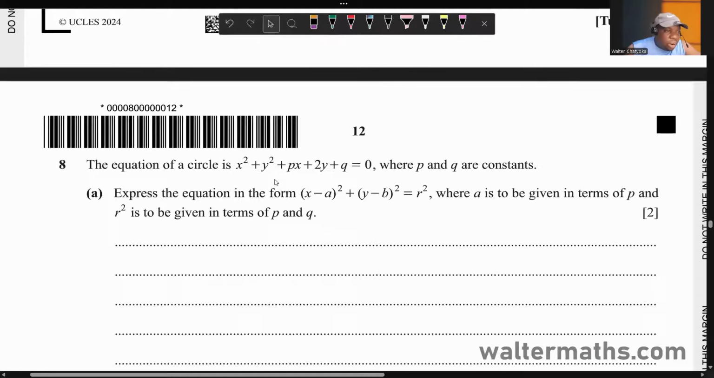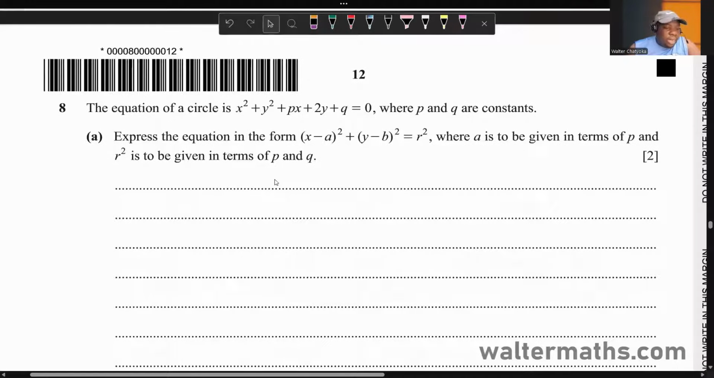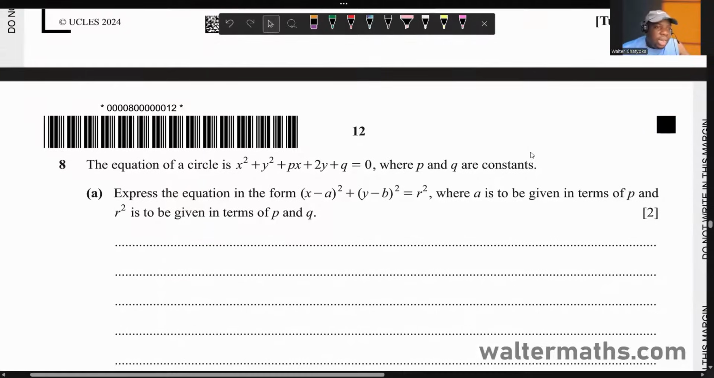Now we are on number 8. It says the equation of a circle is x² + y² + px + 2y + q = 0, where p and q are constants. So in part A, express the equation in the form (x - a)² + (y - b)² = r², where a is to be given in terms of p and r² is to be given in terms of p and q.